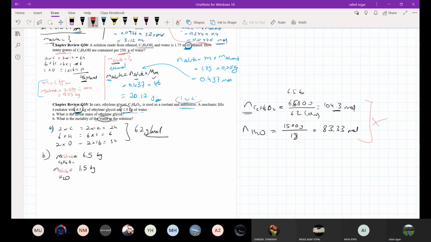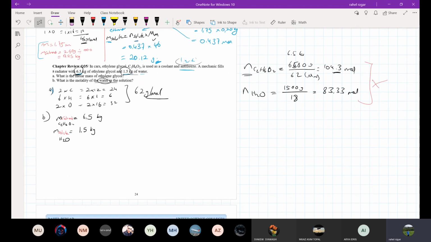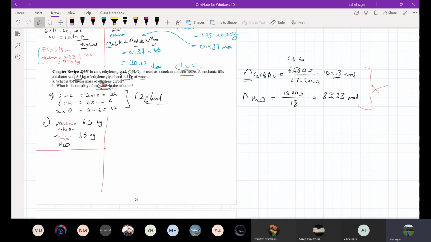Now, since we have figured out which one is solute and which one is solvent, now let's start solving. And how do you know which one is the solute? Look at this explanation. What is the molality of water in the solution? It means find the concentration of water. Then it means that water is the solute. That's also a way to know that water is the solute.